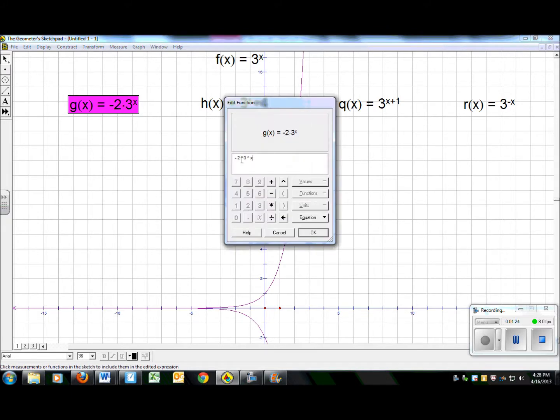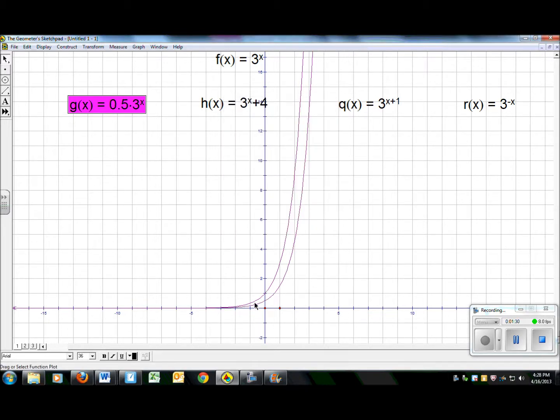And if I modify it again, we'll put it back to positive and put 1/2 instead of 2. Instead of a stretch now, all those values are being cut in half: 1/3 goes to 1/6, 1 goes to 1/2, 3 goes to 1.5, and so on. I have kind of squished it down or shrunk those values. Okay, and so I'm going to go ahead and remove the graph of that so we can focus on h of x.